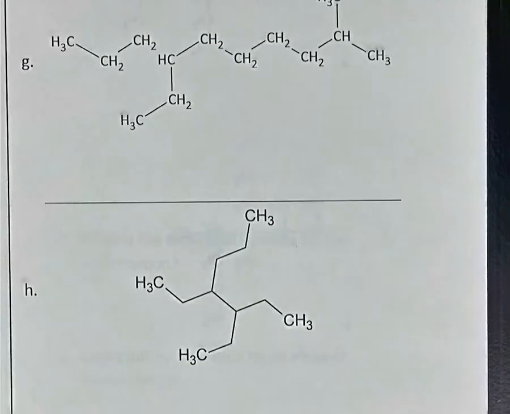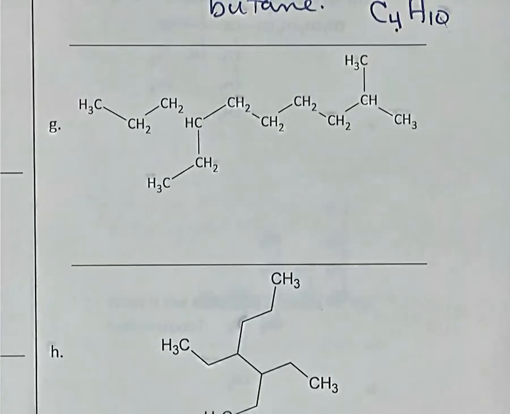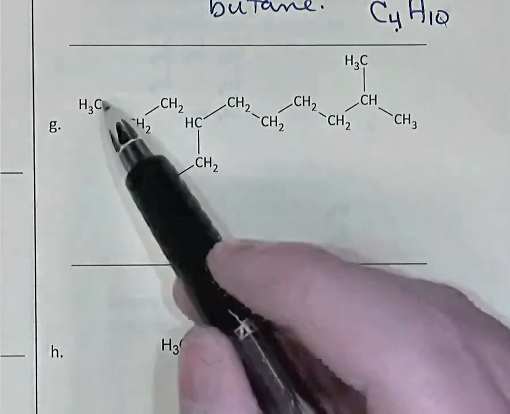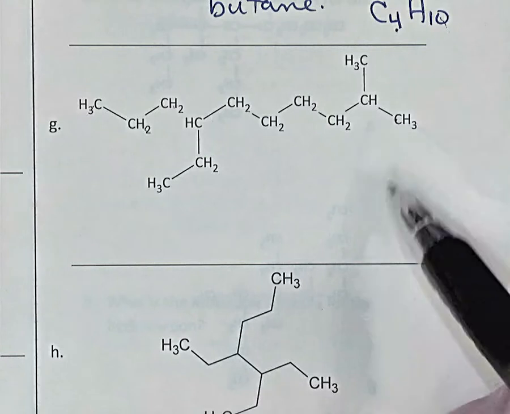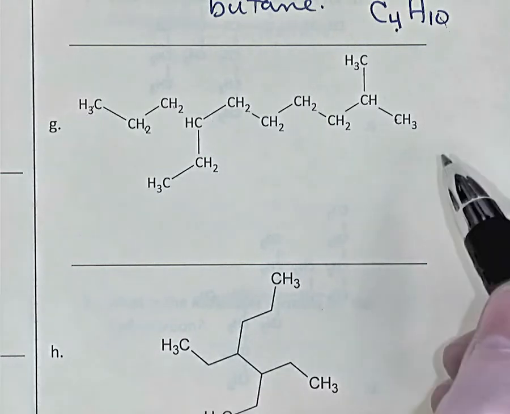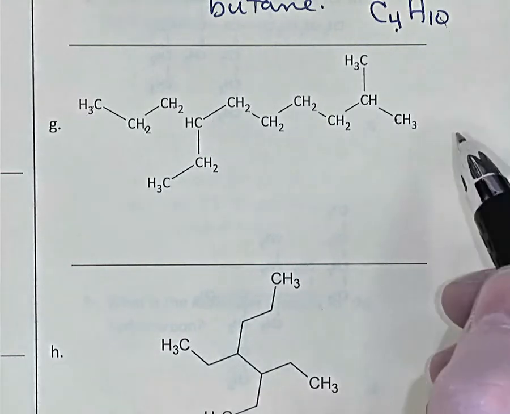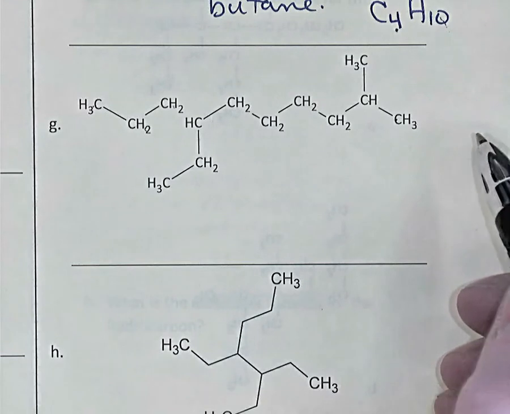A few more. You can pause the video and try these yourself if you like. So the longest continuous chain here would be 1, 2, 3, 4, 5, 6, 7, 8, 9, 10. 10 carbons. When we number the parent chain, we should number at the end closest to the first branch.